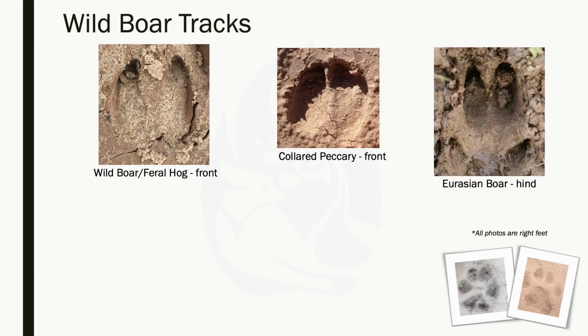Here's an example of a European boar track. This is a hind, and we can tell that because the dew claws are registering, and you can see how they're in the vertical position, pointing more that way than they are the horizontal.